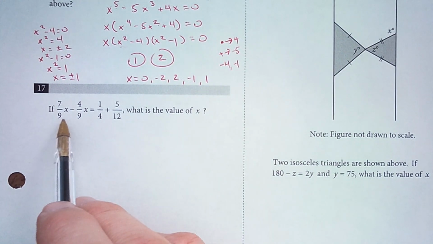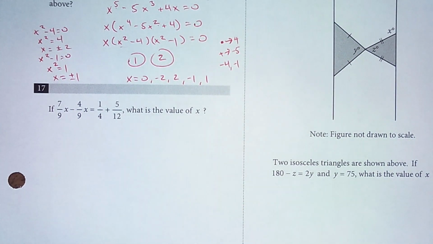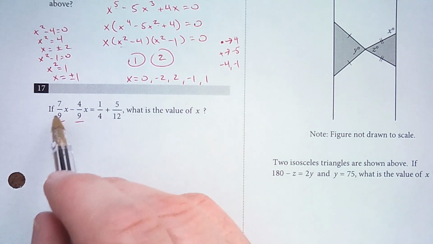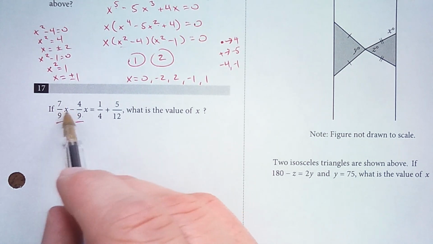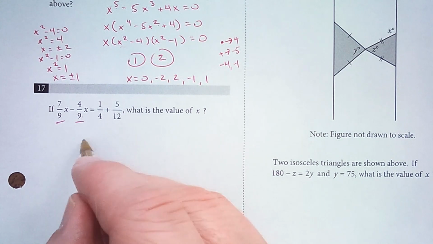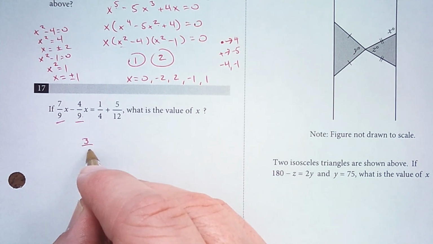Okay, so here's an equation. What is the value of x? First I've got like terms here. Let's combine them. They even have a common denominator, so I can just subtract these. 7/9 x minus 4/9 x is 3/9 x.